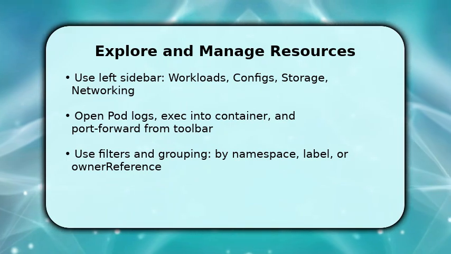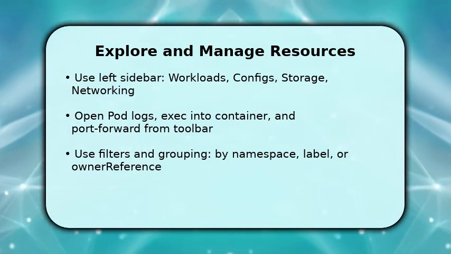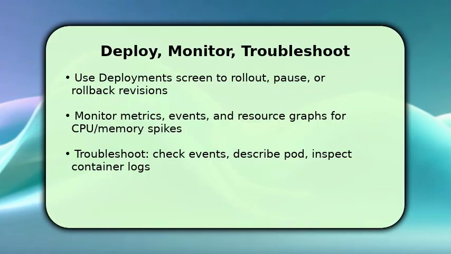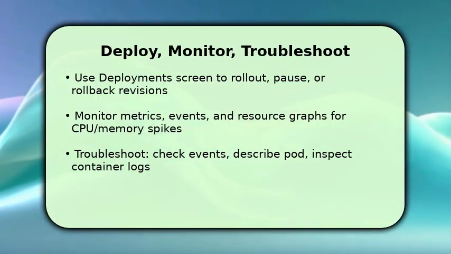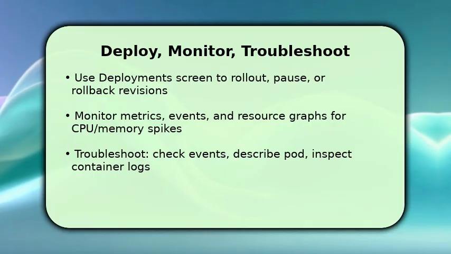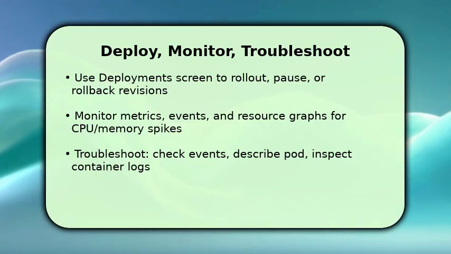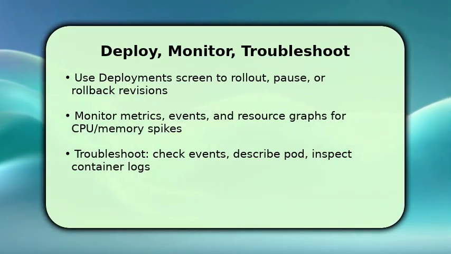You finish by deploying and monitoring from Lens deployment view. Apply YAML, watch rollout status, and roll back if needed. Once done, use the built-in metrics and graphs to identify CPU or memory spikes and examine recent events to trace issues. Make sure to describe pods for detailed status and open container logs for stack traces.